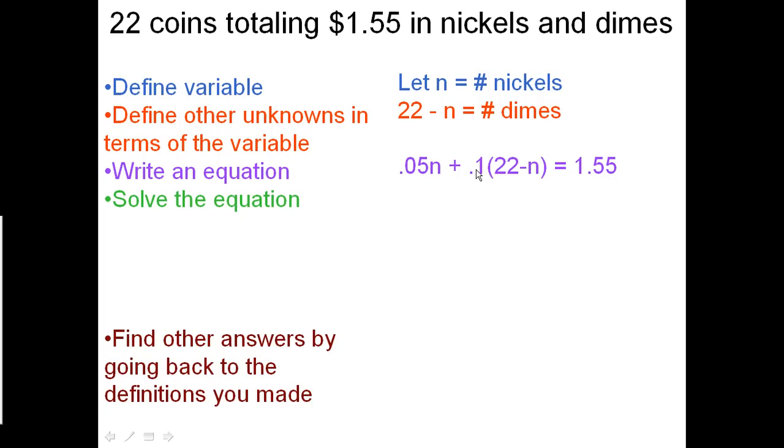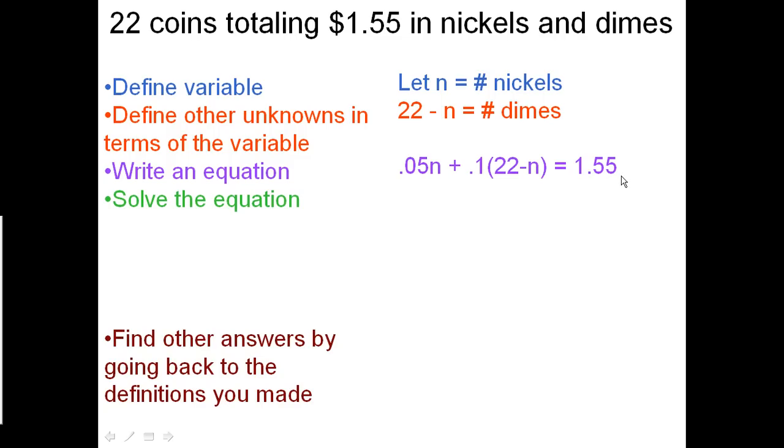Well, same thing with dimes. If I take the dollar amount of a dime, a tenth of a dollar, and multiply it by the number of dimes, and we said the number of dimes is 22 minus n, so we go 0.1 times 22 minus n, that gives me the dollar value of all the dimes. Well, if I take the dollar value of all the nickels plus the dollar value of all the dimes, that gives me the total amount of money I have. So there it is: 0.05n plus 0.1 times 22 minus n is equal to 1.55.